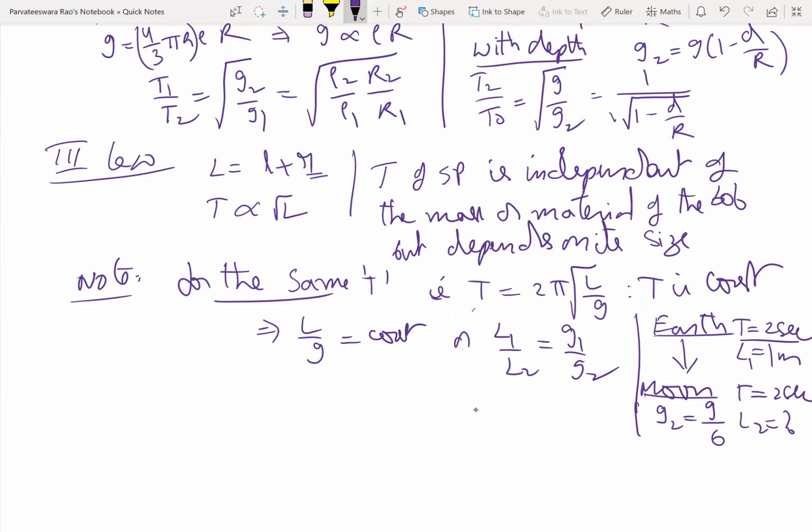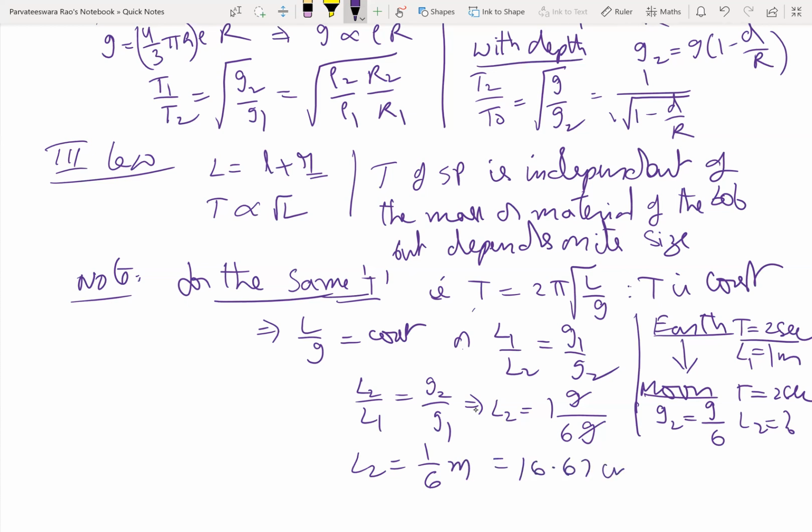Whenever you are keeping the time period constant, L2 by L1 is g2 by g1. So L2 should be: L1 is 1 meter, g2 is g by 6, g1 is g. Therefore, the length should be how much? 1/6 meter, or 16.67 centimeters.